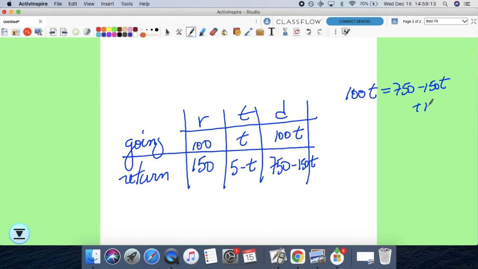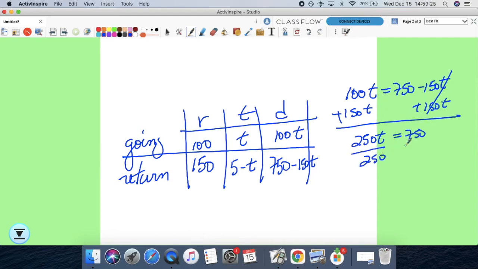Plus 150t on both sides. Then we get 250t equals 750, because these two go away. Divide both sides by 250, and t equals 3. So going took 3 hours, and coming back, it took 2 hours. But what's the question for? Find the distance between the two airports.